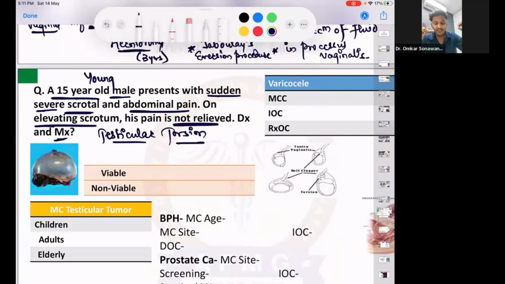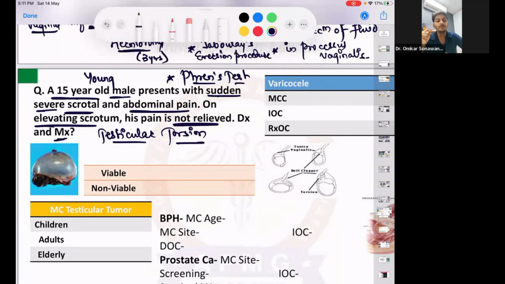The other differential diagnosis for testicular torsion is a condition which is infective or inflammatory in etiology. Over there, if you elevate the scrotum, the pain would be relieved. So what is the name of this test which helps us differentiate between these two? Very good, Balinda. It is the French test. Please remember, the French test will help us differentiate which two conditions?